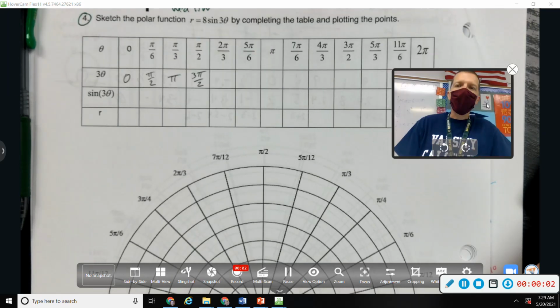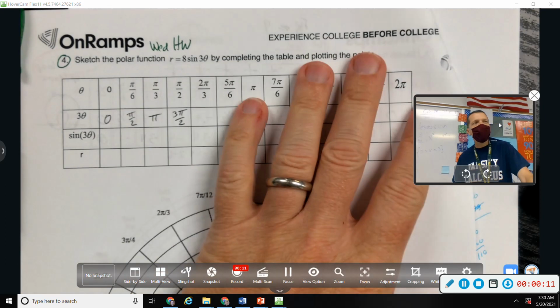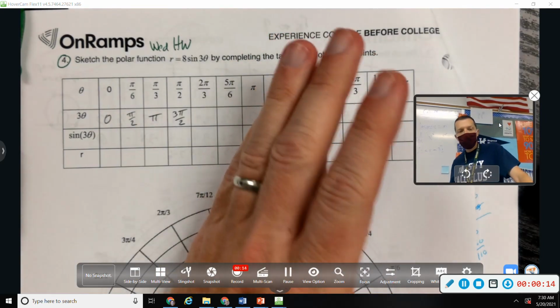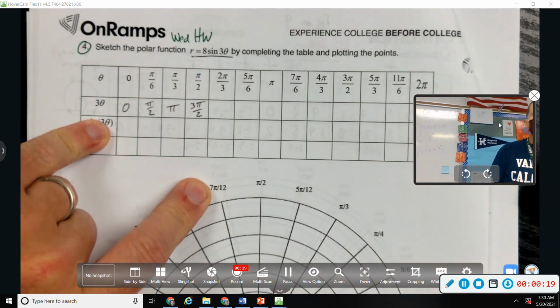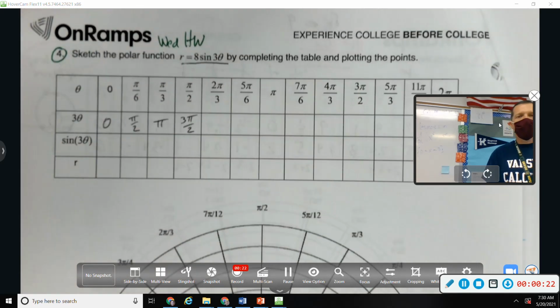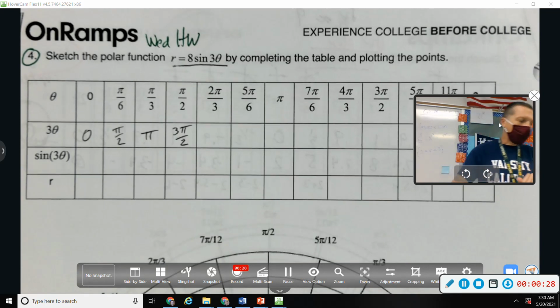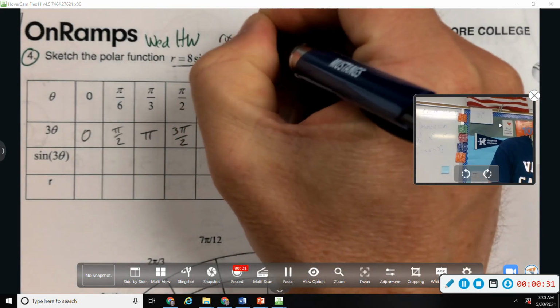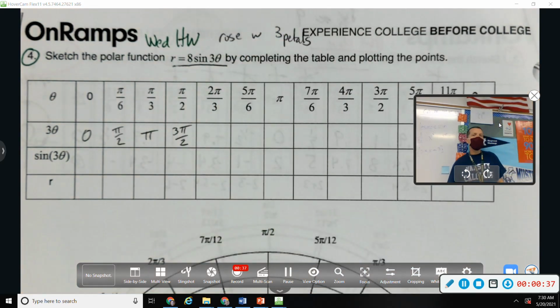All right, so look at number 4. Now, we know how to answer this, I think we know what this thing looks like without doing the table of values. The table of values is there to help us, but because of what we now know, what shape is this going to be? A rose with 3 petals. And there's not a petal at 0 because the sine of 0 is 0. So I know what it's supposed to look like.